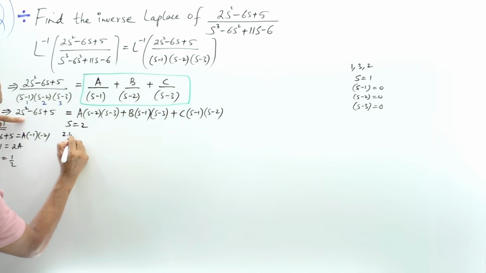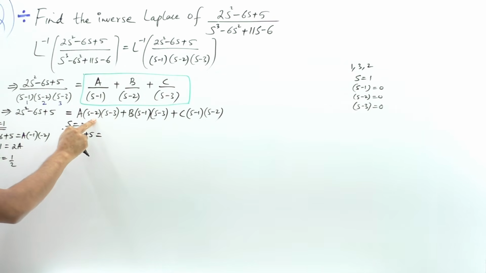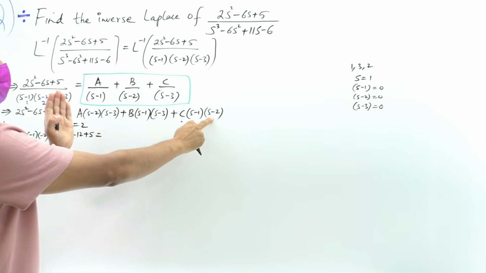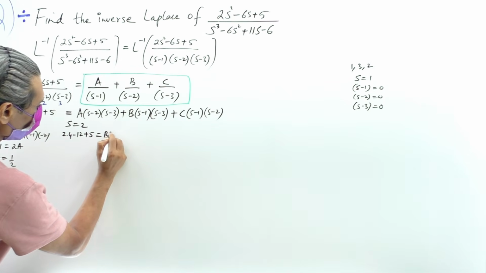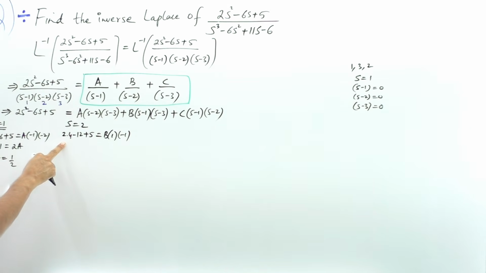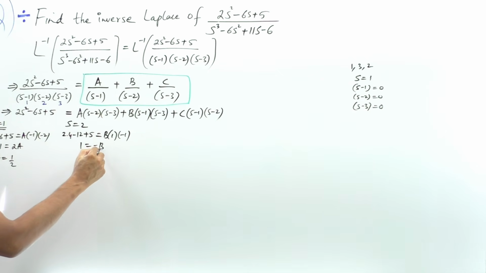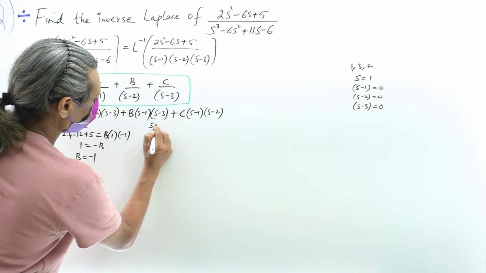So 2 into 4 is 8, minus 12 plus 5 equals, this again 2 minus 2 is 0, this also. A and C cancel. Here only B into 2 minus 1 is 1, and 2 minus 3 is minus 1. So this will be now 8 minus 12 is minus 4, plus 5 is 1, equal to minus B. So B is equal to minus 1. Done?